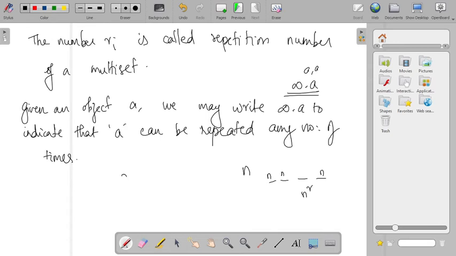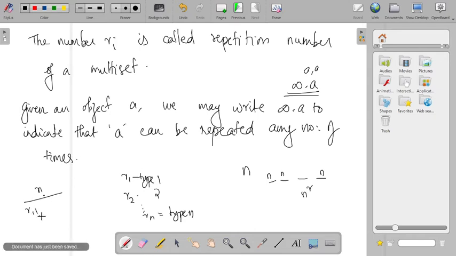Similarly, the second one we saw is r1 is of type 1, and if you have r2 of type 2, so on rn of type n, and if you want to find the number of r-permutations, that is given by r factorial divided by r1 factorial, r2 factorial, etc. rn factorial. So the first is a case where any number of repetitions are allowed.